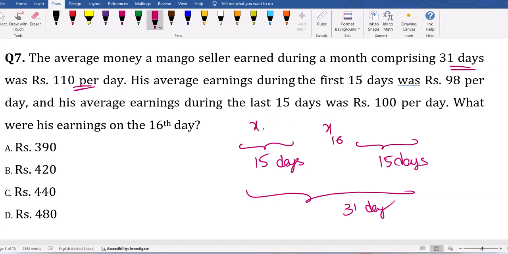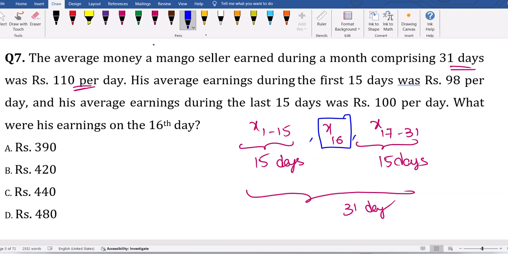X16. This is X1 to 15, the first 15 days. The last 15 days means 17 to 31. So the middle one is what they are asking about. What is the 16th day? From the total, remove these two, and the 16th will come.